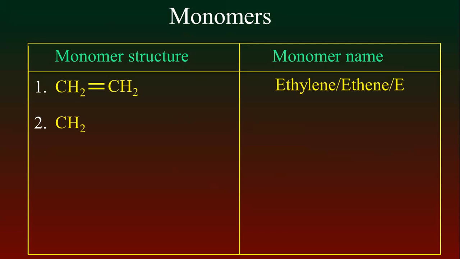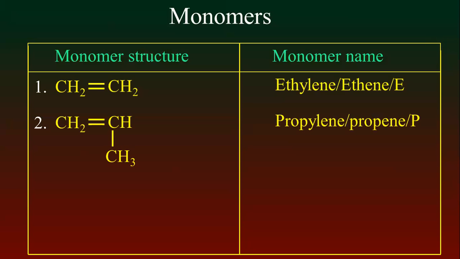Then the next one: if you replace a hydrogen on the double bond containing carbon atom by a methyl group, then the monomer name will be propylene or propene, or simply capital P.